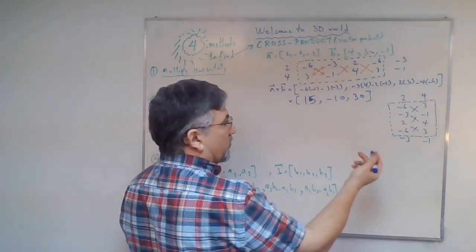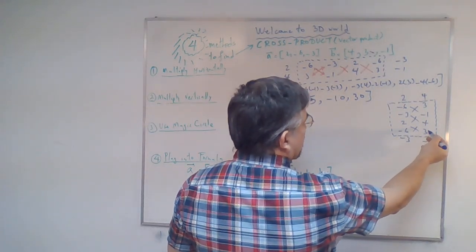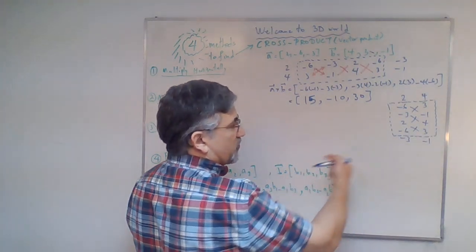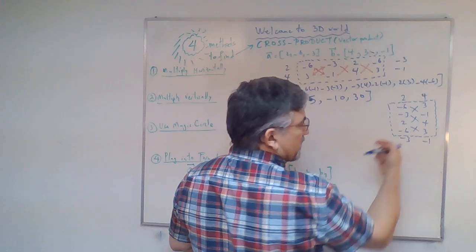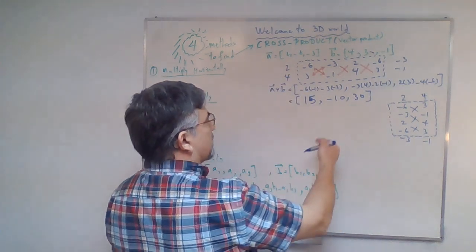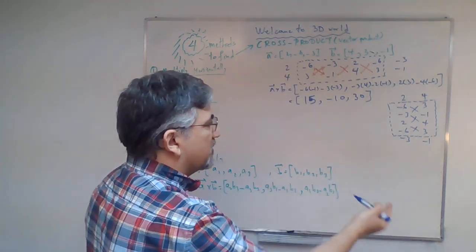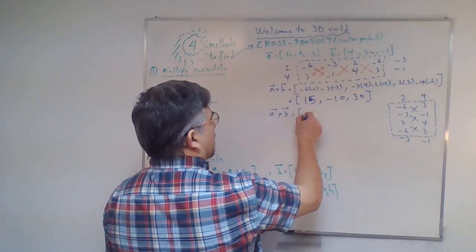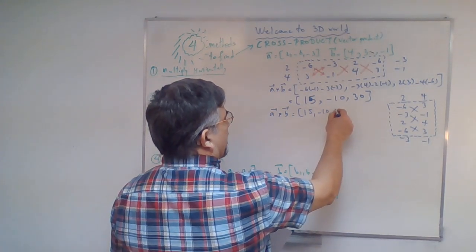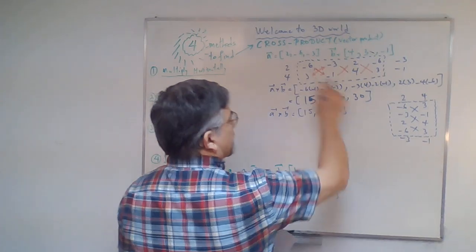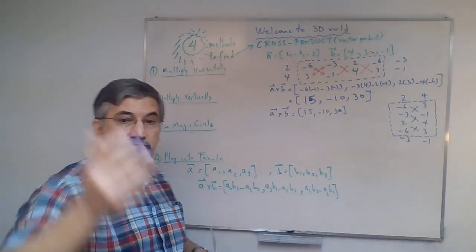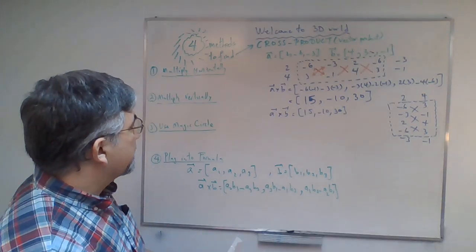That would be the first component. Or -3 times 4 minus 2 times -1, that would be the second component. And then 2 times 3 minus 4 times -6, that would be the third one. So again, we end up with the same answer of 15, -10, and 30. Except that here we did it horizontally, or there we did it vertically. Whichever one you prefer, you can do it that way.